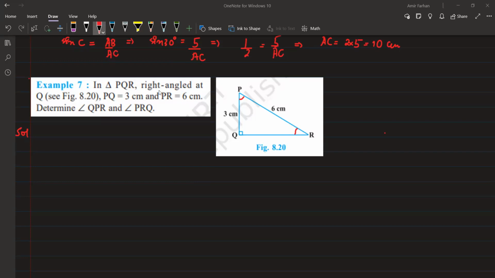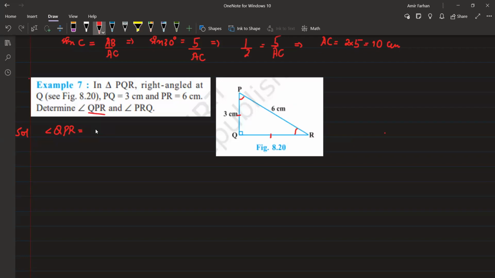Okay, see, PQR is given. So let's find out the value of angle QPR. If I'm taking this angle QPR, then this will become your perpendicular, this will become your base, and this will be the hypotenuse. Clear?